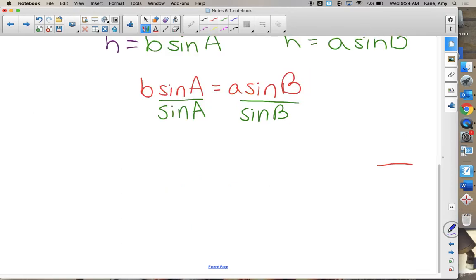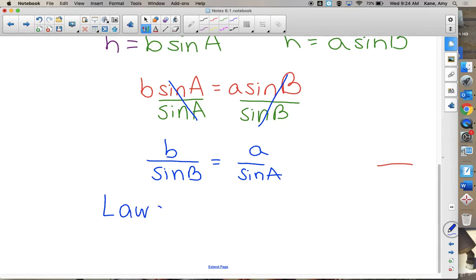So doing that gives us B over the sine of B. That's equal to A over the sine of A. And that is the law of sines. So it's a proportion that enables us to solve for parts of the triangle if you have two sides and an angle, or if I have two angles and a side.